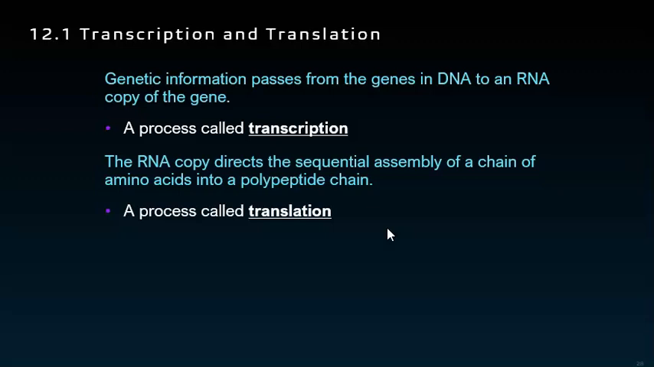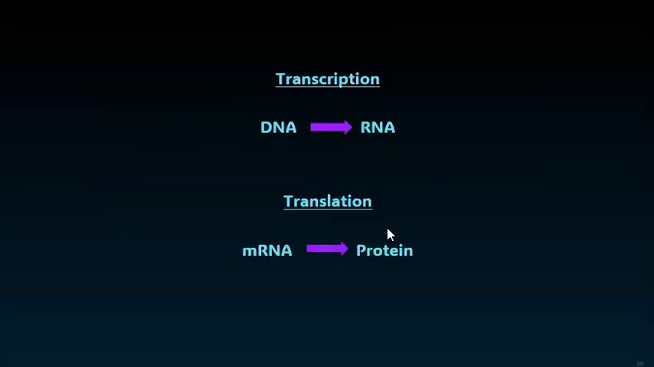So in transcription, we are transcribing our DNA into RNA. In translation, we are taking the information in that RNA and using it to create a polypeptide chain, which will become a protein. You can see just a basic summary here. We've got DNA going to RNA in transcription in the nucleus. And then we've got mRNA instructing which protein to make in translation, which is happening in the ribosomes.